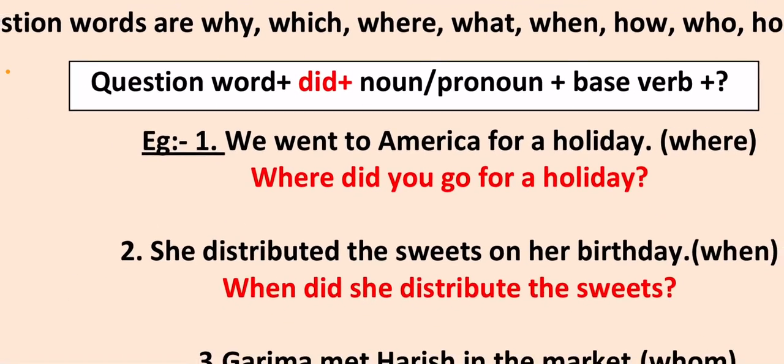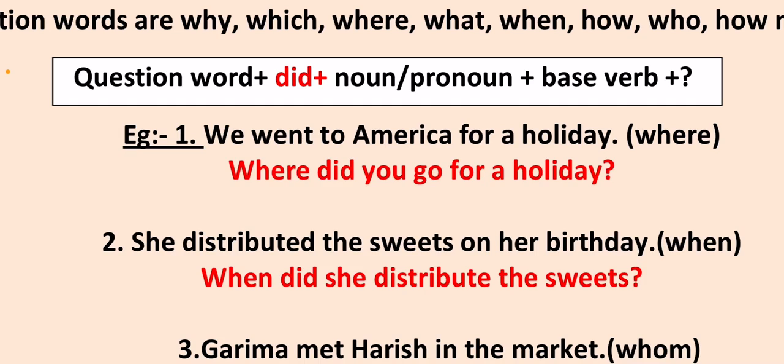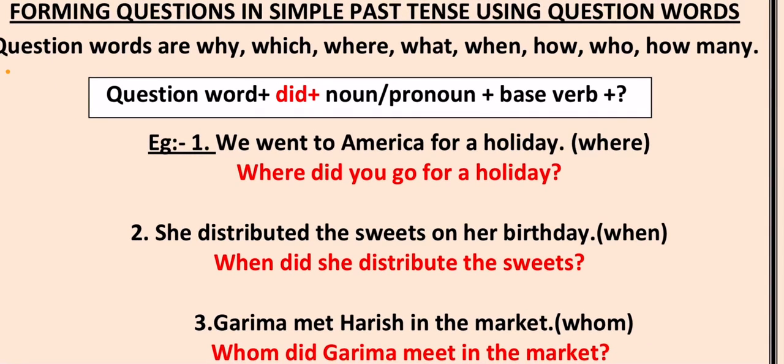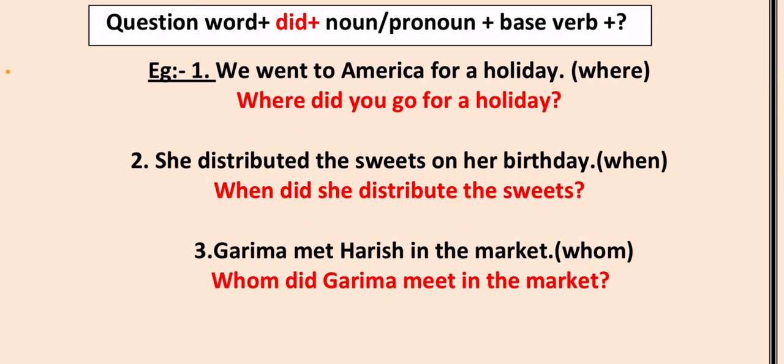Now in same way, in simple past tense, we are going to use did. Just remember these rules, tenses will be clear to you. You are going to use did in simple past tense to form questions. So a question word plus did plus the sentence plus the base form of the verb plus question mark. Everywhere the base form of the verb has to go. For example, we went to America for a holiday and the question word is where. So first you will start with the question word where, then did, then we will change into you. Where did you go for a holiday?